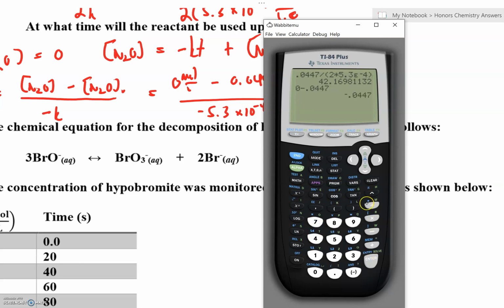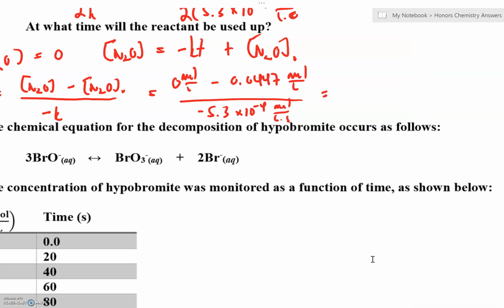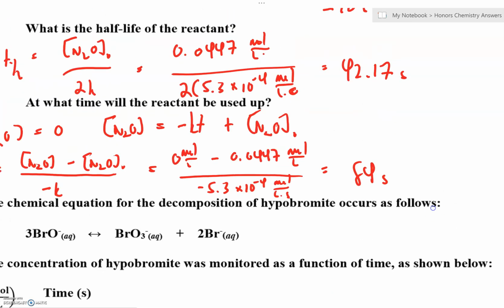47 divided by our rate constant K, 5. Whoops, let's make that negative just so that the answer comes in positive. Negative 5.3 times 10 to the negative 4. Ladies and gentlemen, our reaction will be used up in 84 seconds. And this answer should make some sense because it was halfway used up at 42 seconds, which means it should be all the way used up at twice that, or 84 seconds.